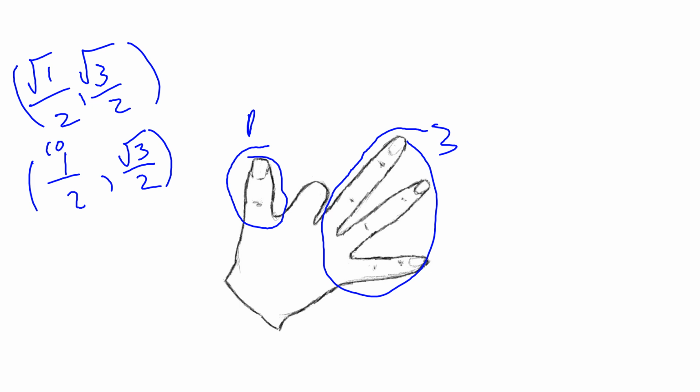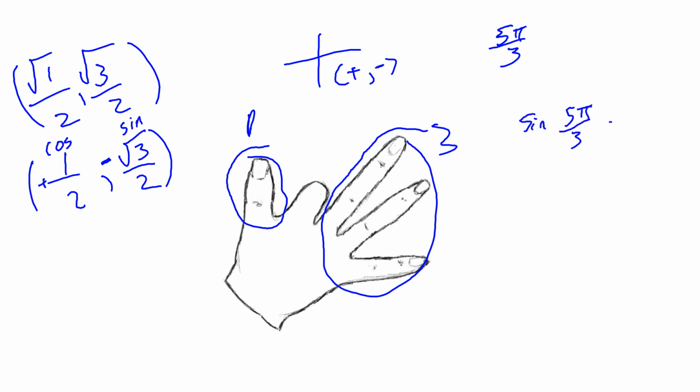Remember that the first value is cosine and the second value is sine. But remember that this angle, 5 pi over 3, is in quadrant 4. So in quadrant 4, we know that all the points are going to have a positive and then a negative value. In other words, the cosine is going to be positive, but the sine has to be negative. And we were asked to find the sine of 5 pi over 3. So the sine of 5 pi over 3 is going to equal negative radical 3 over 2.